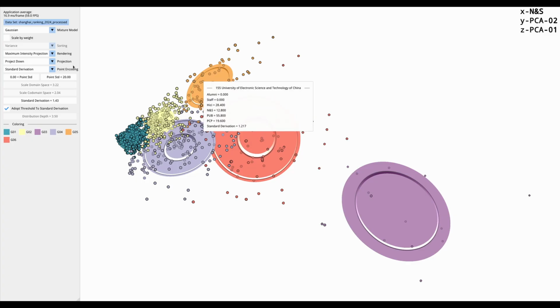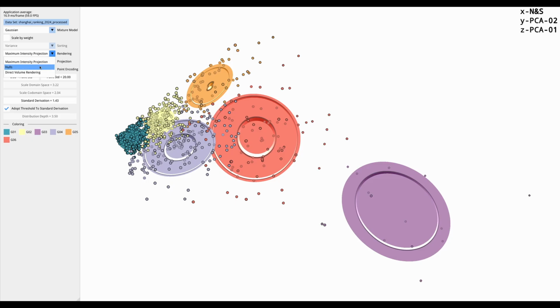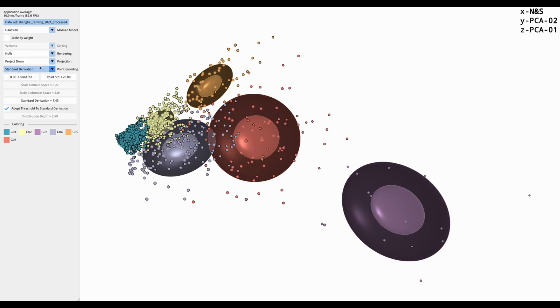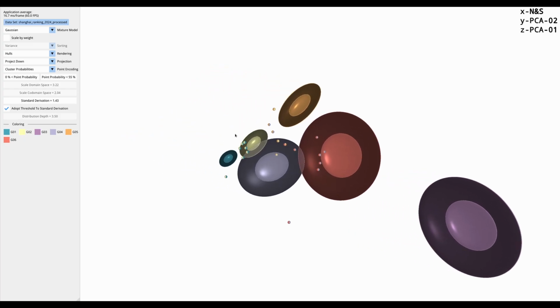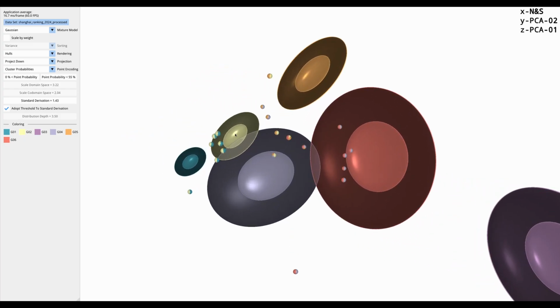Selecting hull rendering provides a better spatial understanding of the model. We have 2 options for encoding points: their distance to the mean of their cluster or their cluster probabilities. Choosing cluster probabilities and setting the maximum value to 55% allows us to display only the points between clusters. For further exploration, we offer a camera feature that enables shifting, zooming, and rotating around a central point.